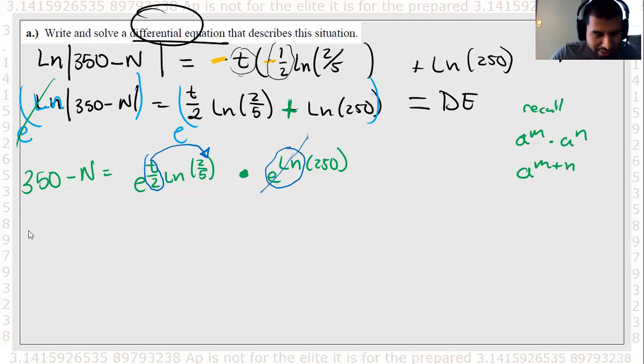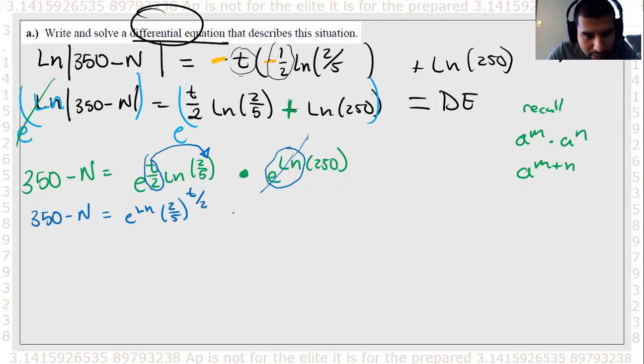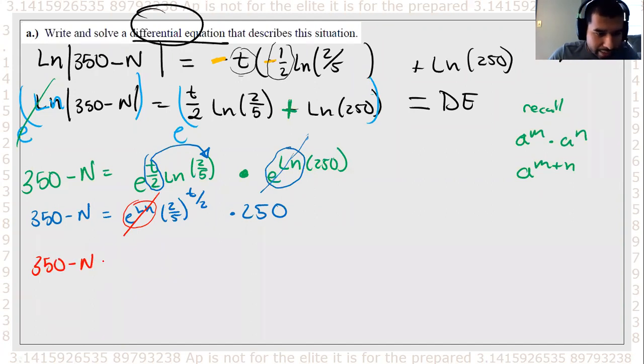All right, so we got this right here: 350 minus n, this is e^(ln (2/5)^(t/2)), and this right here is just 250. Hopefully you see what I see. This ln and this e are inverses, so I can get rid of them. So all I'm left with is 350 minus n equals, and I'll slow down because I think I'm going too fast, (2/5)^(t/2) times 250.